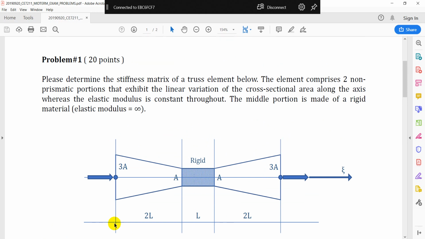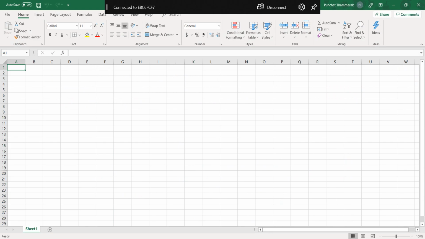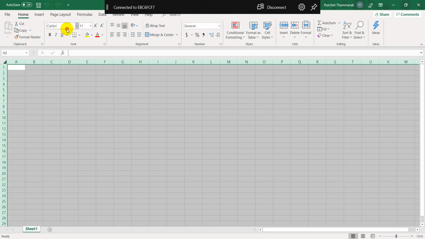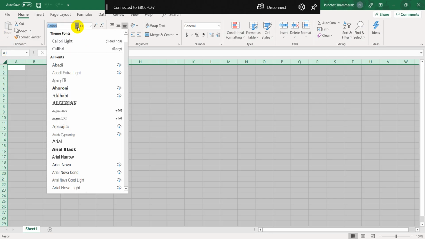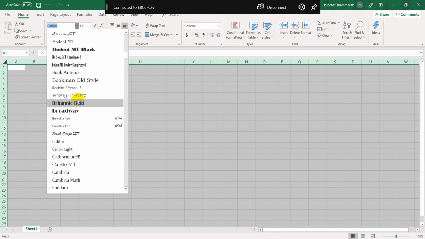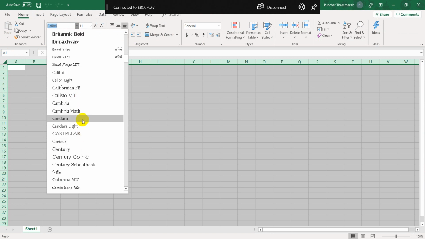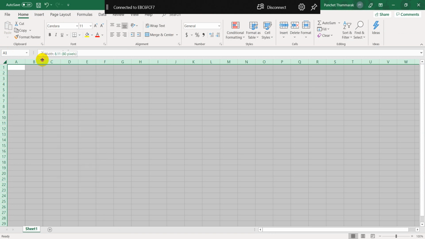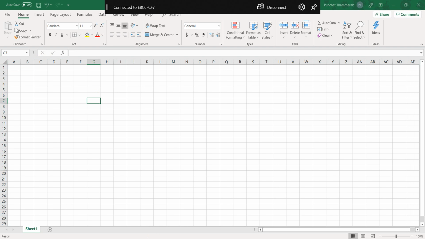Problem number 1. I will use Microsoft Excel to solve things for you. I go to my favorite font, Cambria, 66. Okay, right. First problem.